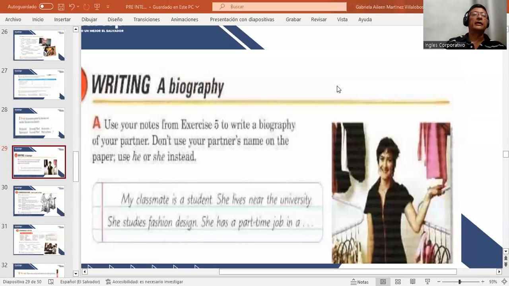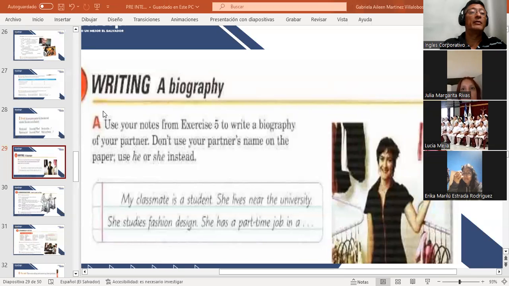Okay, I guess everybody's here now. You're gonna make notes to tell the class about your partners. Choose one partner. Imagine that Julia is going to write about Lucia. So she's gonna write, my classmate is a receptionist. This is an example. She lives in Ilopango. She studies English. She has a part-time job.